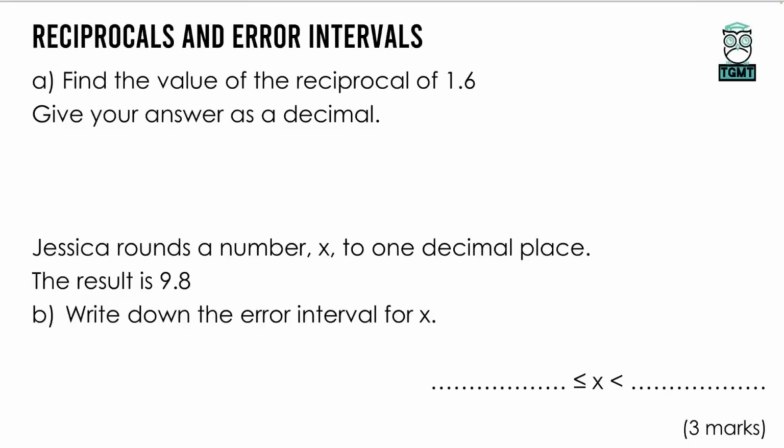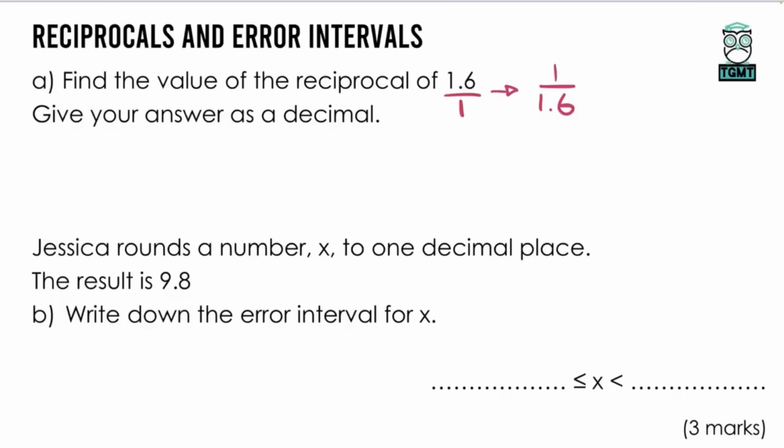Now on to some reciprocals and error intervals. Now when you're finding the reciprocal of anything, all you need to do is flip it over. However, if it's not already written as a fraction, then when we flip it over, we just imagine that it's sat over 1. So flipping that over would become 1 over 1.6.